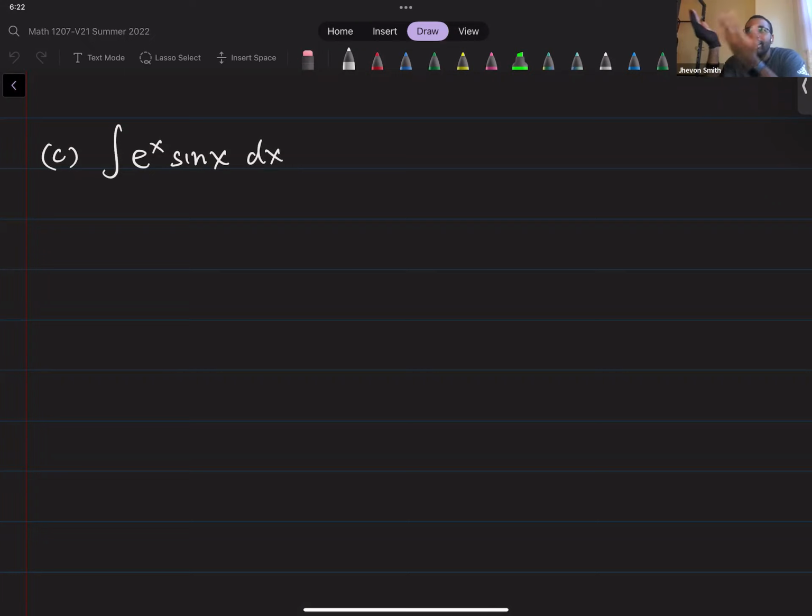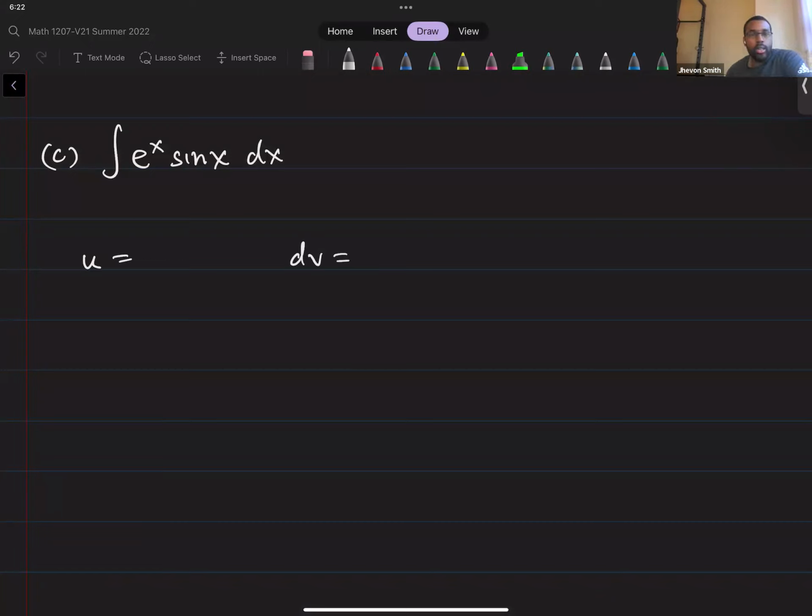U equals sine x. My du would be cosine x. How is that going to help me with an e to the x? Like what would I substitute? Nothing, right? So that's not going to work. So I go through all those 3 steps, doesn't work. So now I'm going to be like, all right, I see 2 different functions multiplying each other, maybe an integration by parts is going to work. So now that I've done that, I'm going to know that I need to choose the parts. So I'm going to need to pick u and dv.